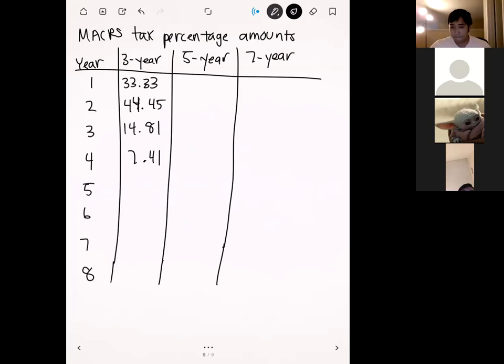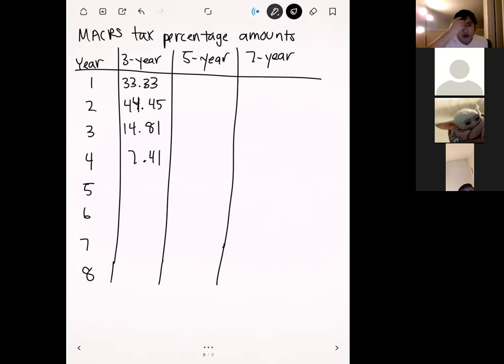What these numbers mean is that if you have a three-year property, then in year one of using that asset, you're going to depreciate a third, or 33%, of its cost. Then in year two, you're going to depreciate 44% of it. Year three is going to be 14.81, and year four is 7.41.